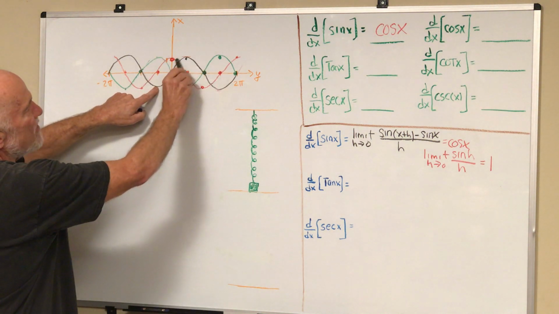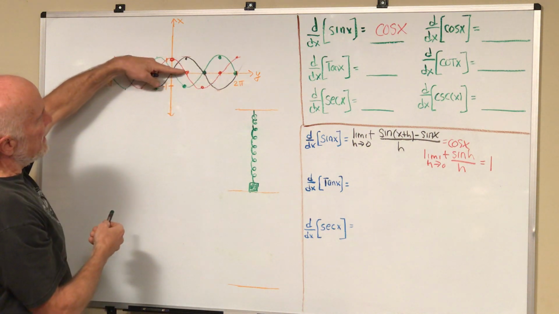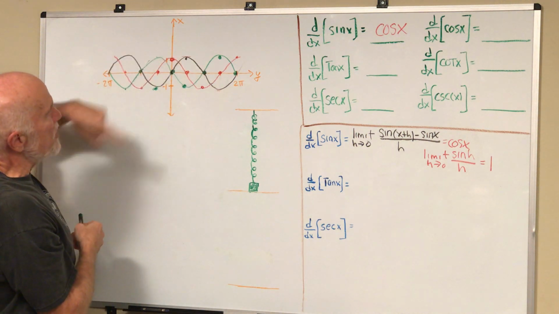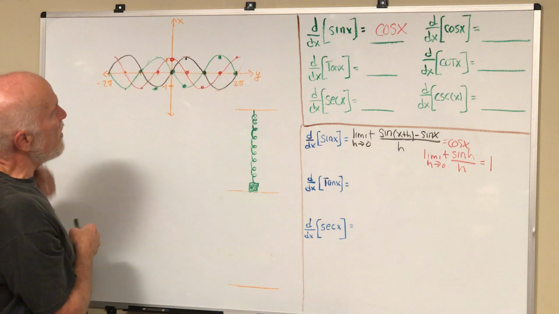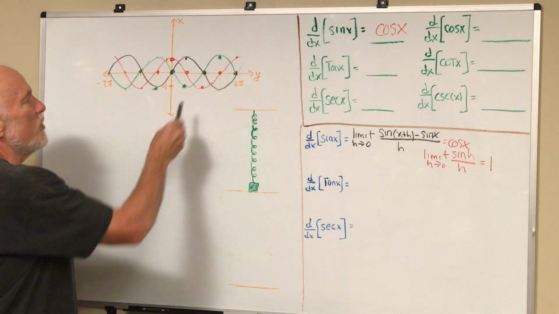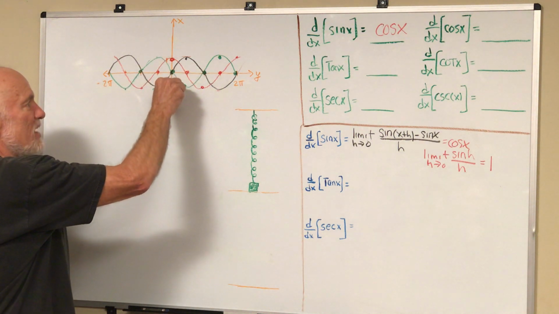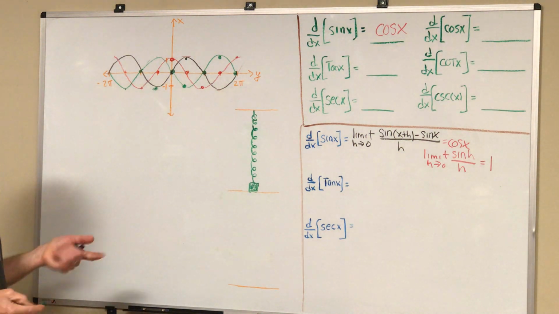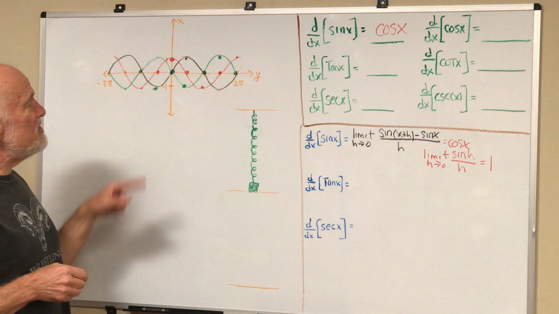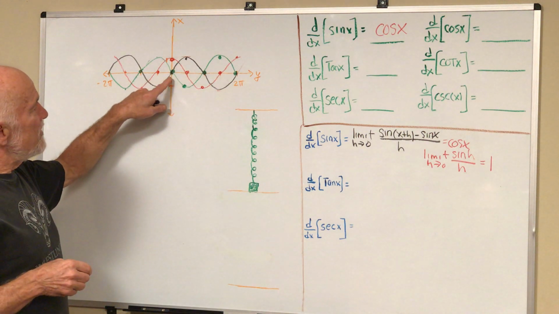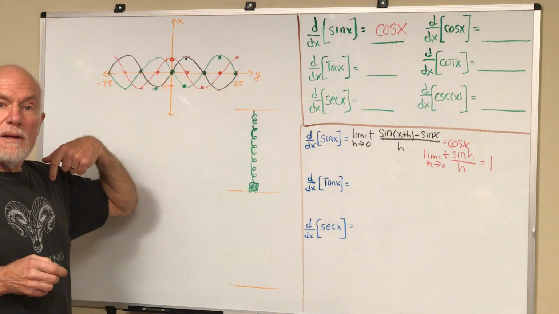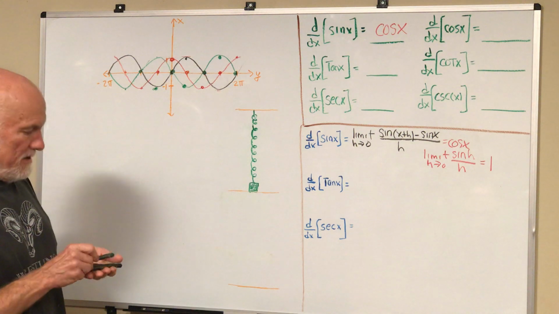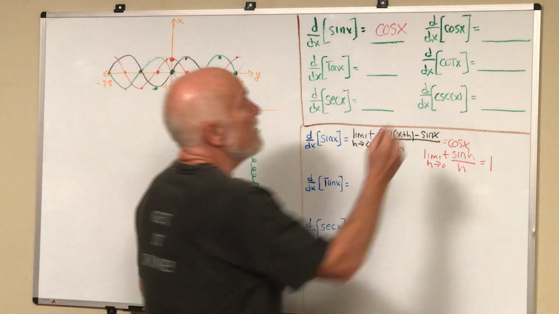looks just like this black function, except it's mirror imaged around the y-axis. So it's the exact same thing, but with the opposite sign. Now this again is not a proof, but it's a pretty good indication that the derivative of the cosine is minus the sine. So I'm going to put that right up here.